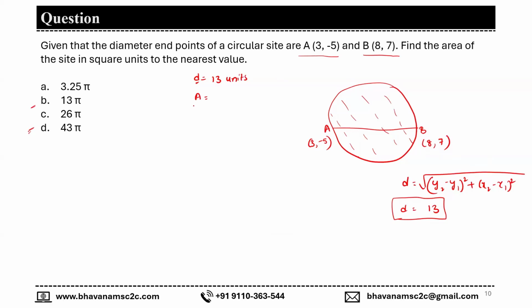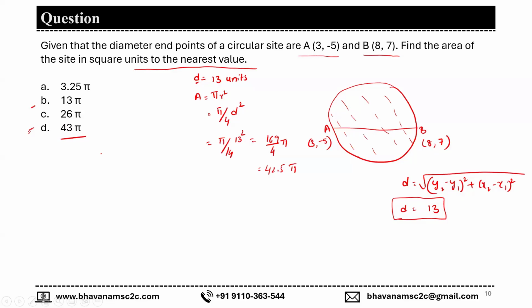And what is the area of a circle in terms of diameter? Pi r square. Yeah, it's pi r square. Since we got the diameter, we are taking it in terms of diameter. Yes, you're right. Pi by 4 d square, which is pi by 4 times 13 square, which is 169 by 4 pi. So as someone said, you might get 42.5 pi, and if they ask you to go with the nearest value, that is 43 pi.